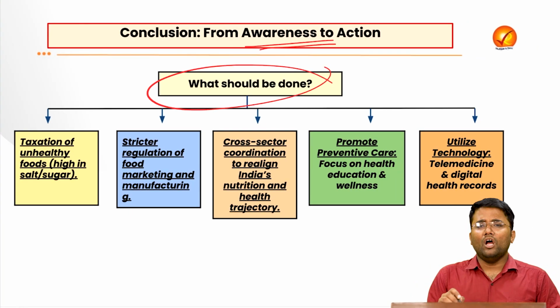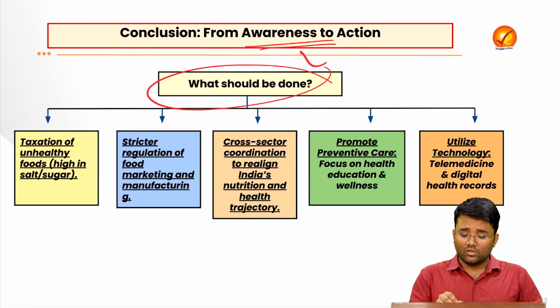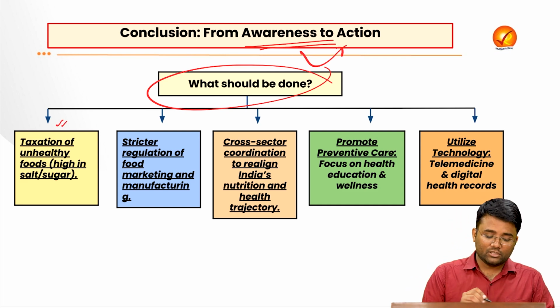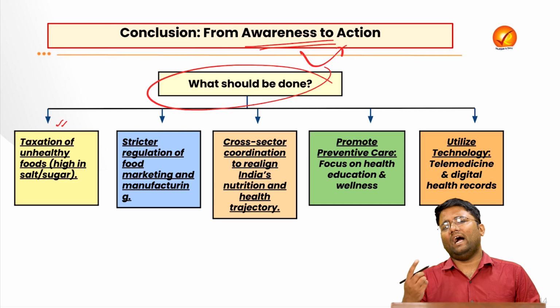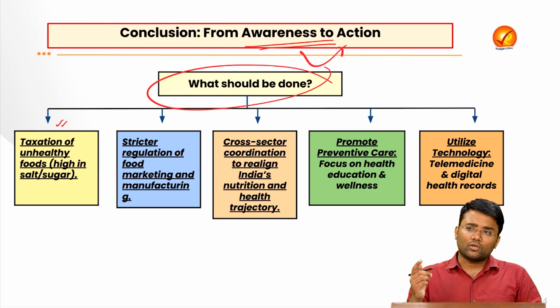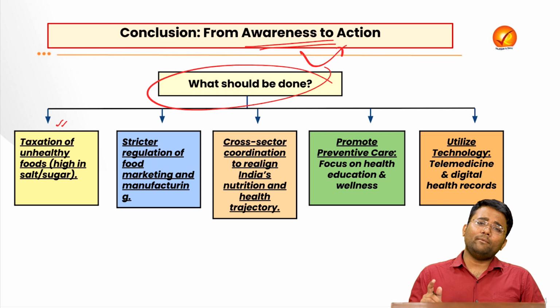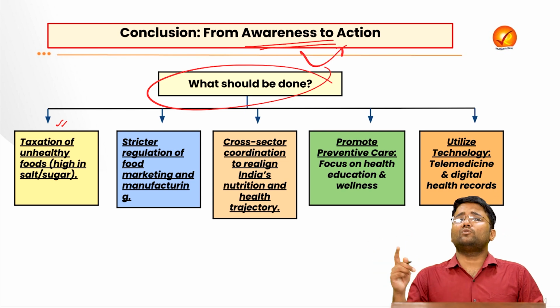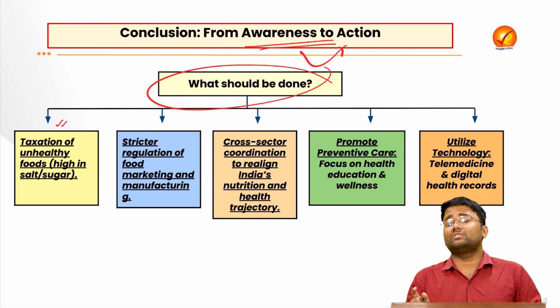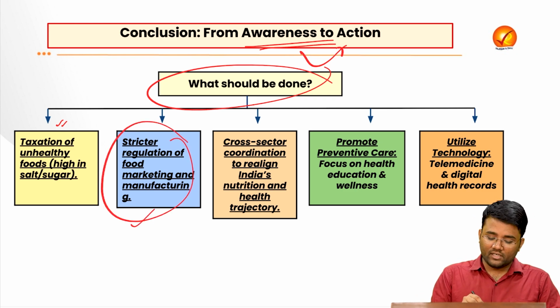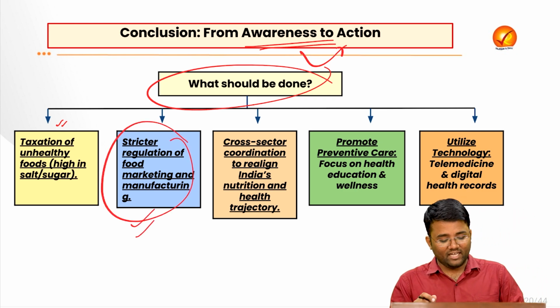There is a need for more awareness generation, and more focus should be on actions. There is a need for taxation on unhealthy foods, because when there is high taxation on unhealthy foods, the cost of these products will increase and people will shift towards healthy choices. More than that, companies will also shift towards healthy choices and produce healthy food products. Also, there is a need for stricter regulation of food marketing and manufacturing.